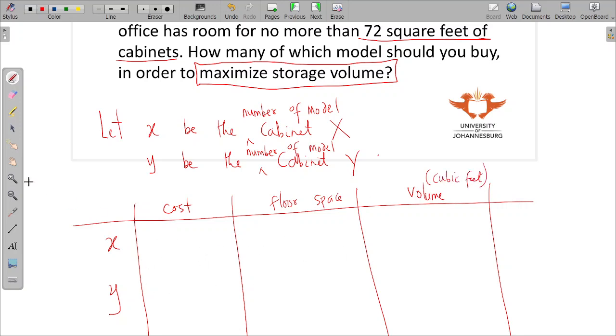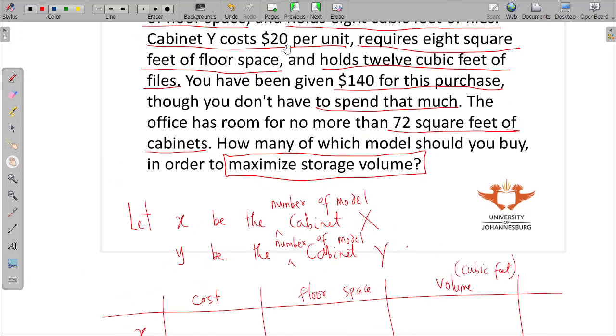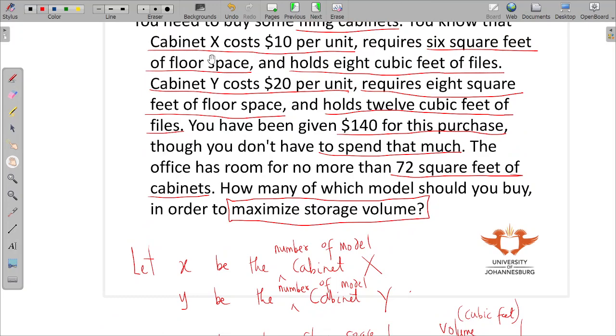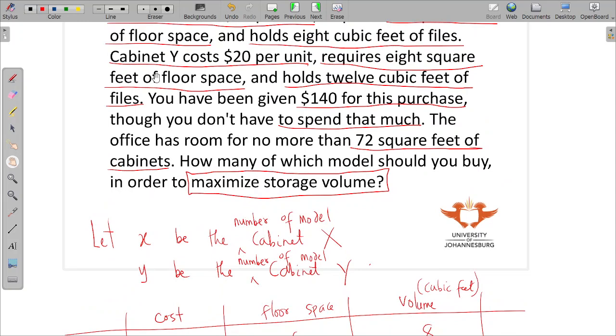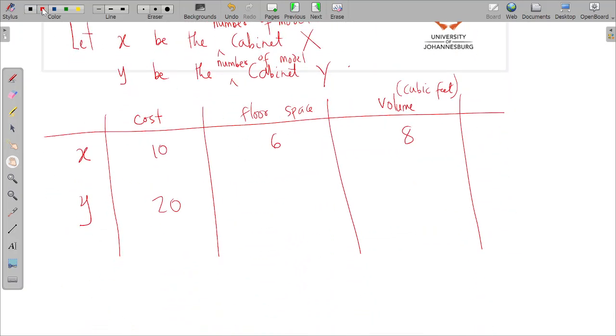You see, for X we have 10, 6, and 8. Cost 10, floor space 6, volume 8. For Y, the cost is 20. And then for floor space, we have 8, and then we have 12.